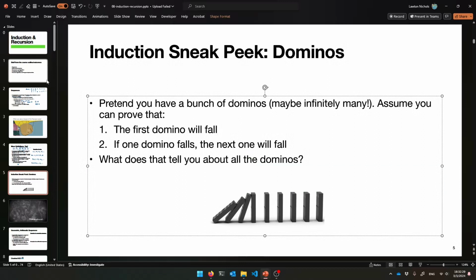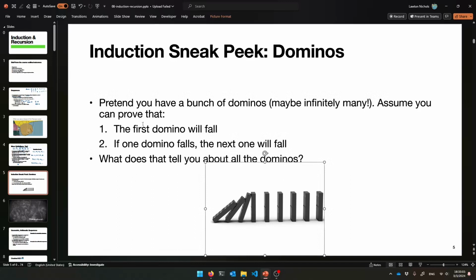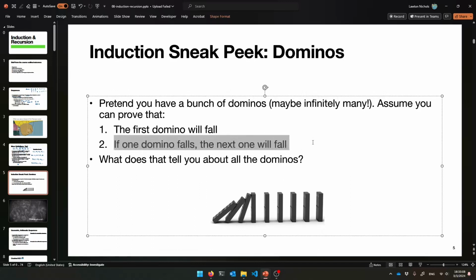So here's how induction works, and I'll tell you more about it next time. But here's the setup. Here's the hand-wavy idea. Pretend you have maybe an infinite amount of dominoes lined up. Hopefully you've played with those before. So you got a line of dominoes, maybe infinitely many. That's fine. And assume that you can prove the following two things about your little line of dominoes, potentially infinitely long. You can prove that the first domino is going to fall, and then you can also prove that any consecutive dominoes will fall. So if one domino falls, then the next one's also going to fall right after it. You know that they're not too far apart. It's always going to work. If one domino falls, the one after it's definitely going to fall.